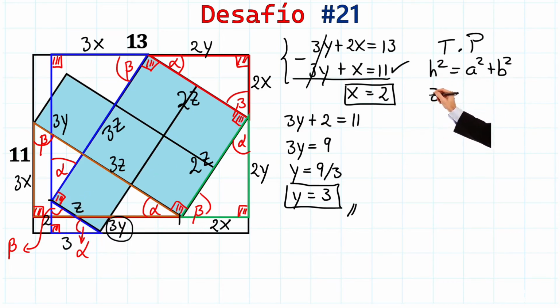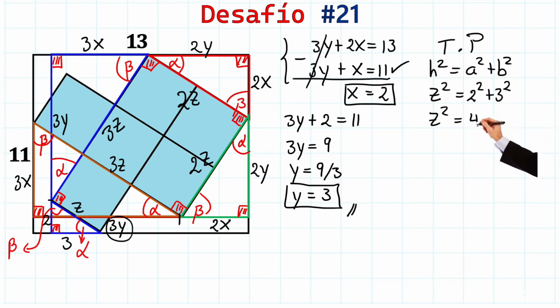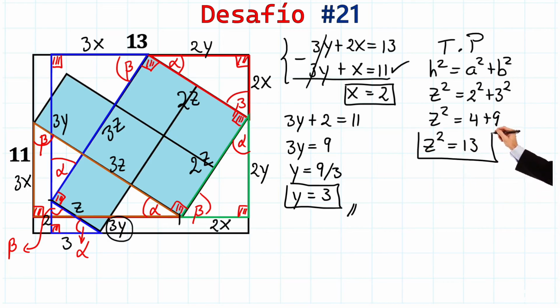So we have z squared, and this is equal to either of these two sides squared, 2 squared plus the other side, which would be 3 squared. Very well. We have that z squared is equal to 4 plus 9. Finally, we have that c squared is equal to 13. Impressive. We already have the value of the area of one of these little squares here.